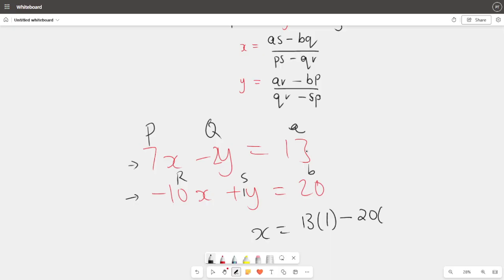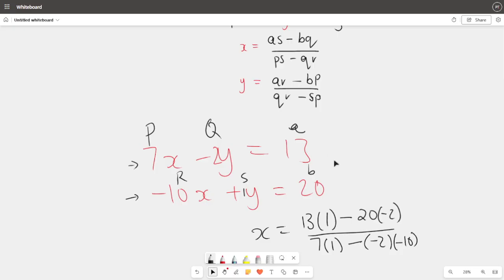Now the value of q here is minus 2, so we're going to put it in brackets as well. Minus 2, not minus 20, I meant to say. All right. Then all over the value of p. Now the value of p right here is 7. So we're going to say 7 into the value of s, and the value of s is also 1 again. And then we're going to subtract the value of q, which is minus 2. So we're going to open another bracket and say minus 2, multiplied by the value of r, and the value of r right here is minus 10, so we're going to say minus 10.